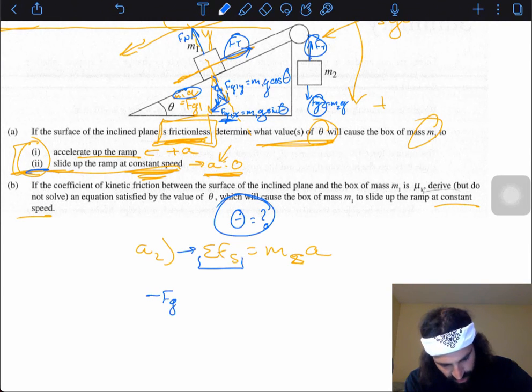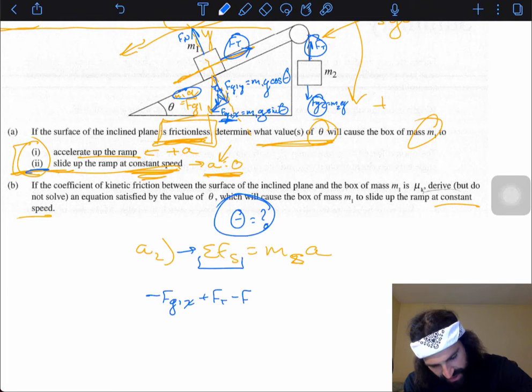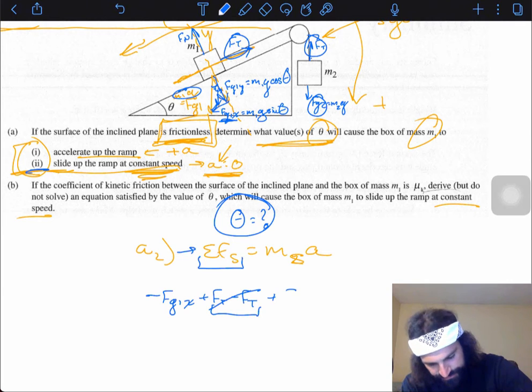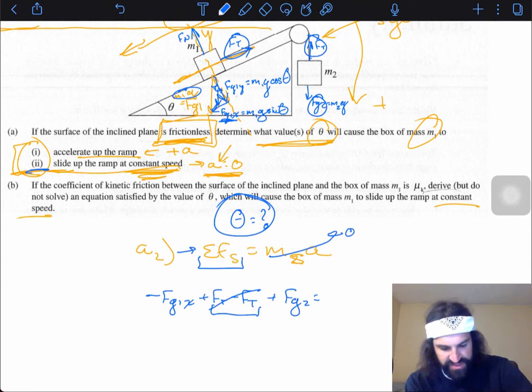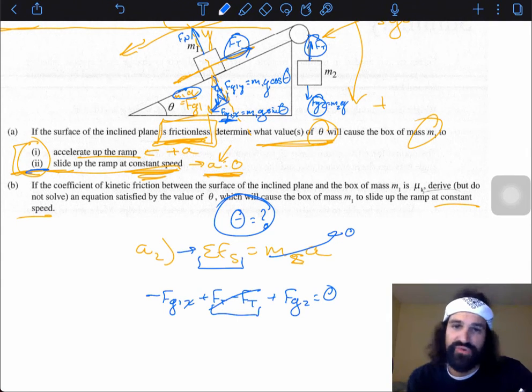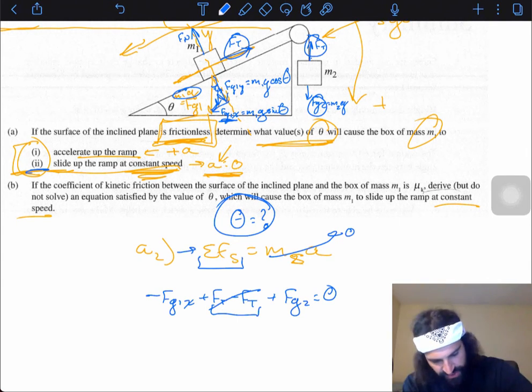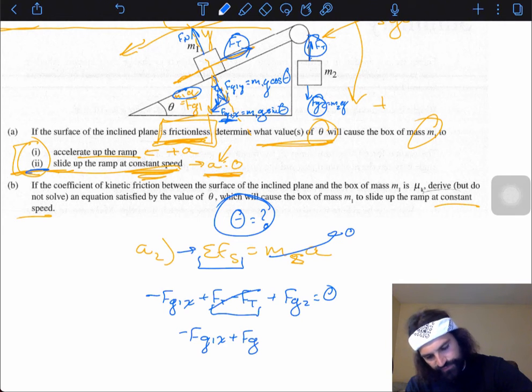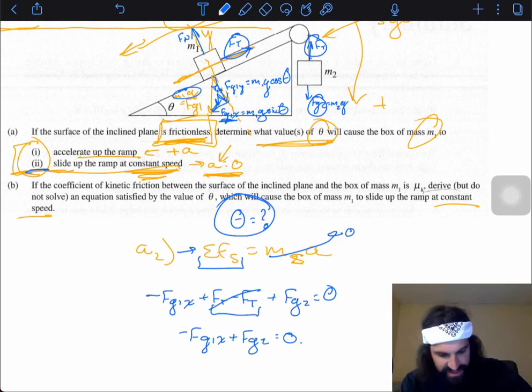Fg1x is to the left, tension is to the right, tension is to the left. Internal forces cancel, plus Fg2 equals mass times acceleration, but because it's constant speed, that means they're balanced. Acceleration is 0, equilibrium. So now we have negative Fg1x plus Fg2 equals 0. But again, we don't have theta in there. Yes, but we know Fg1x is m1g sine theta.